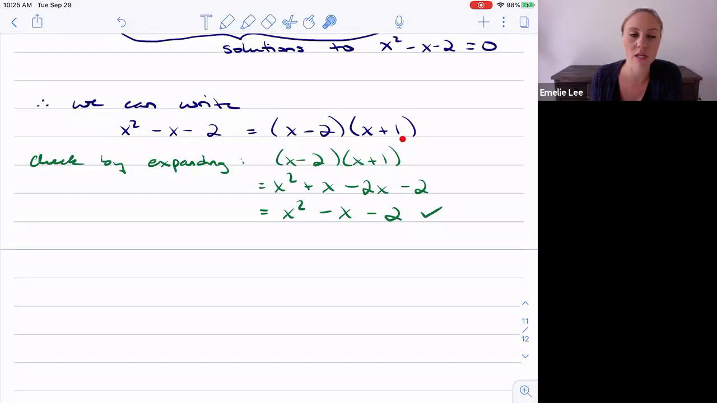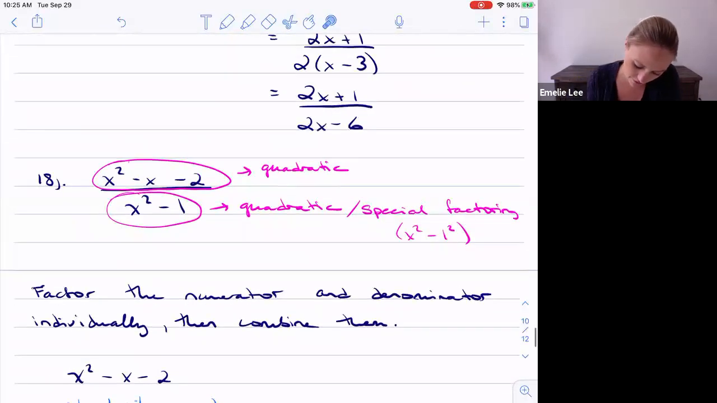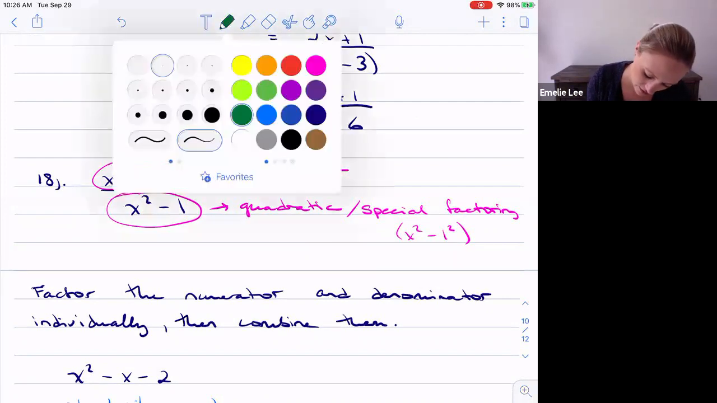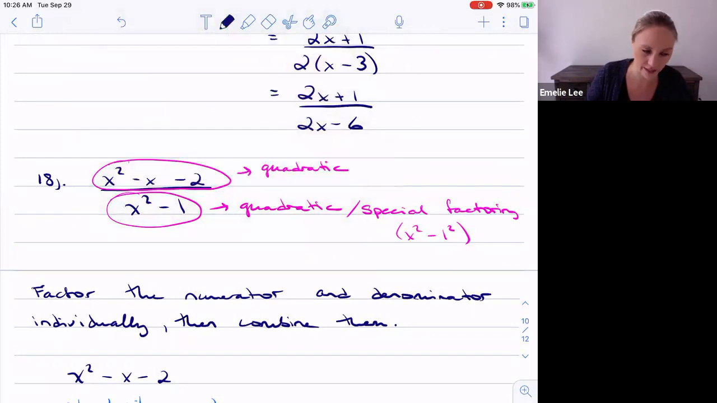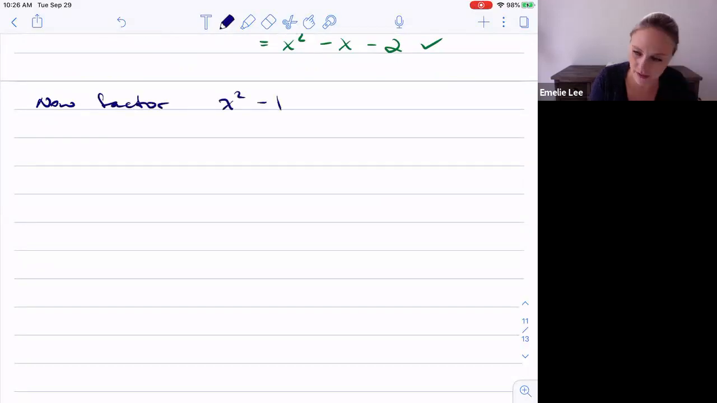Okay. So now I'm able to factor x squared minus x minus 2 into x minus 2 times x plus 1. That's for the numerator, that's for this guy here. Now I want to see if I can factor the denominator into something that will cancel with at least one of these terms. So now we're going to deal with x squared minus 1. Now factor x squared minus 1.